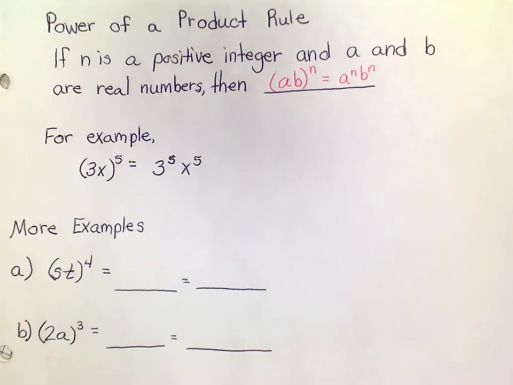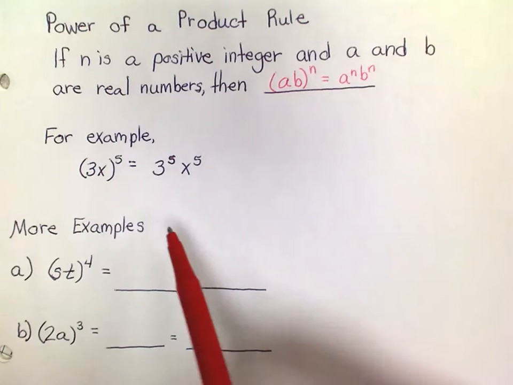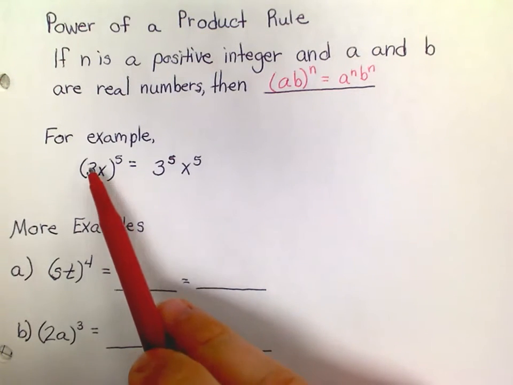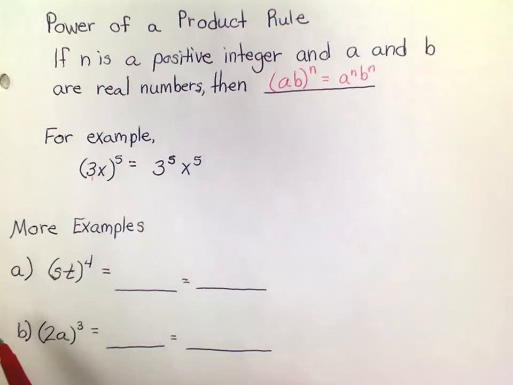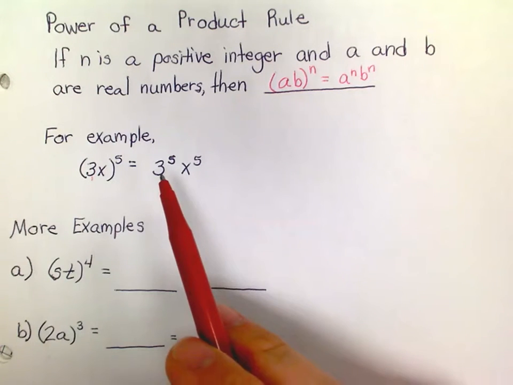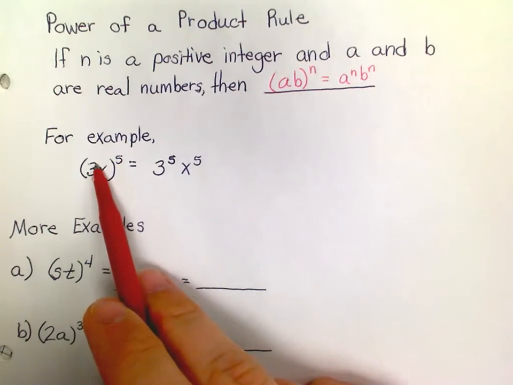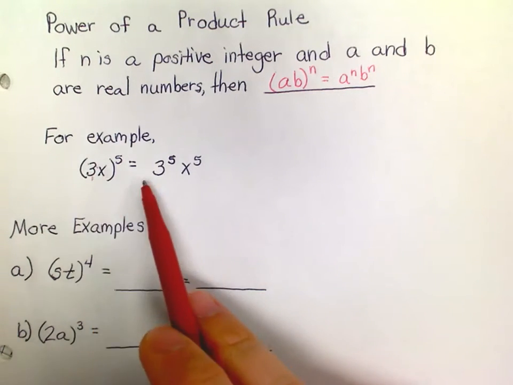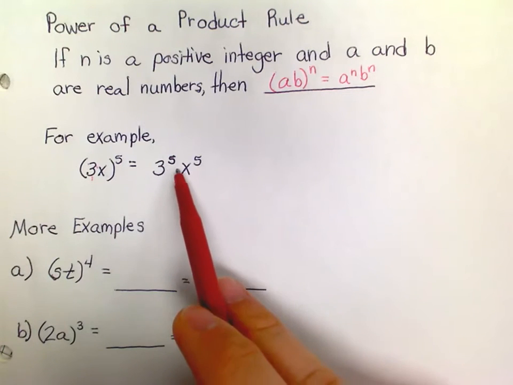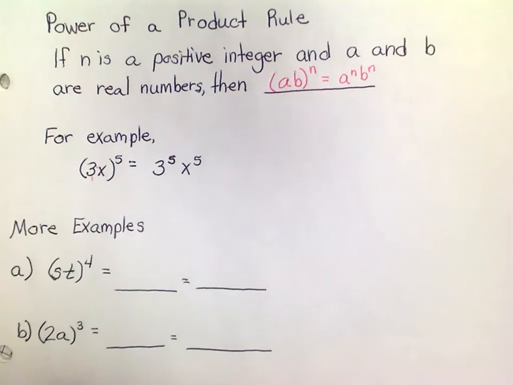If we look at this example down here, we have in parentheses 3x, and that is all being raised to the fifth power. To distribute this out, we just carry the fifth to the 3 and then to the x. So right here we have 3 to the fifth times x to the fifth power.